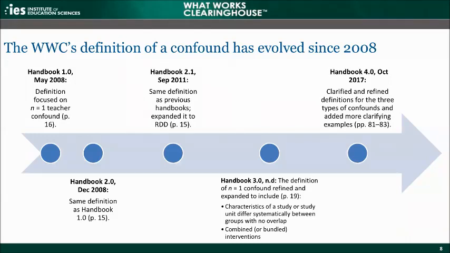As some of you may know, the WWC standards have been in place since 2002, but were made publicly available as a handbook in May of 2008 with the release of Handbook 1.0. The definition of a confounding factor and the types of confounds that have been defined have evolved over time. If we start in the top left corner of the diagram, we see that Handbook 1.0 was released in May of 2008, and the definition focused on an n=1 confound, specifically with regard to the teacher.